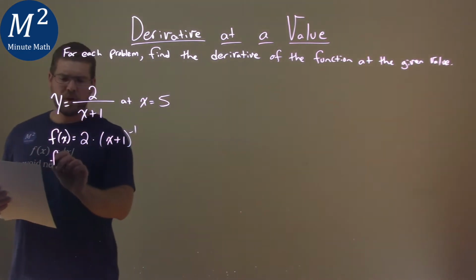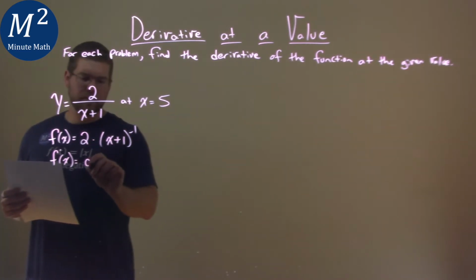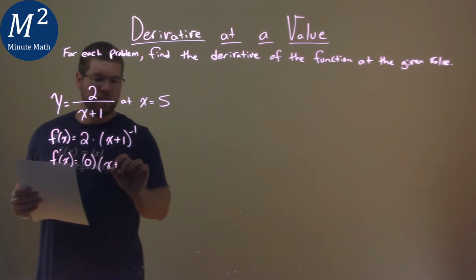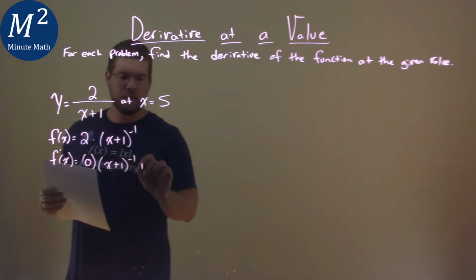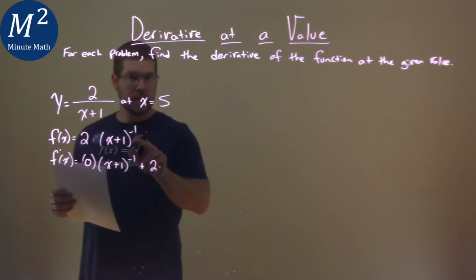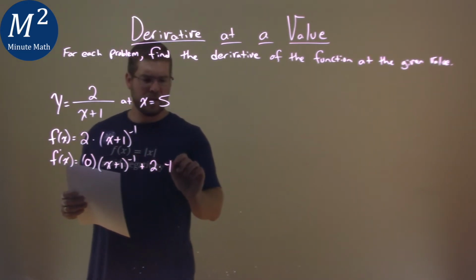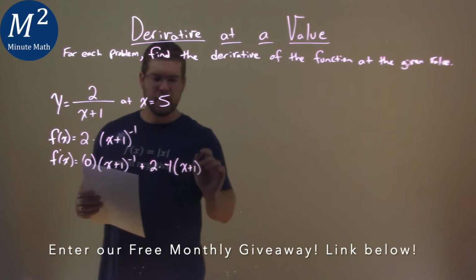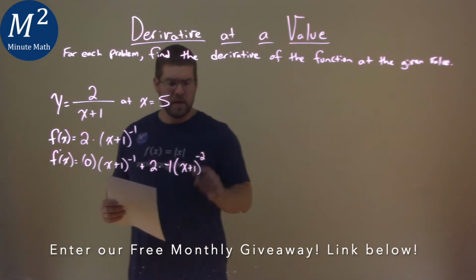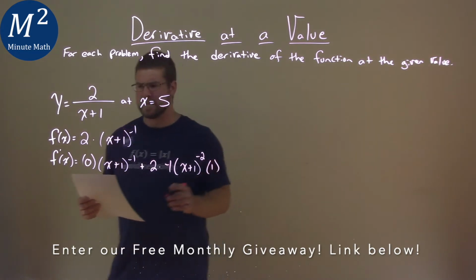So using the product rule, f prime of x, we have the derivative of the first part, 2, which is 0, times the second, (x plus 1) to the negative 1 power, plus the first part, 2, times the derivative of the second part. We use the chain rule here, or power rule and chain rule. Negative 1 comes out front. We have an x plus 1 on the inside, and negative 2 up top. Then the inside derivative is just 1. Not too bad. Let's simplify this out a little bit.